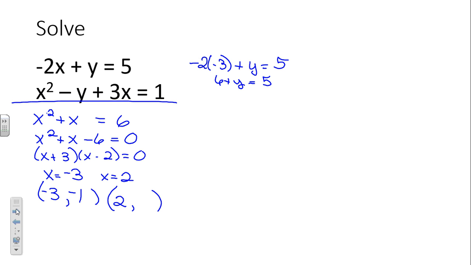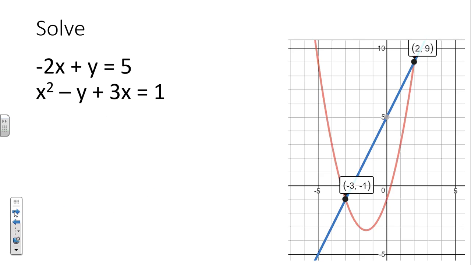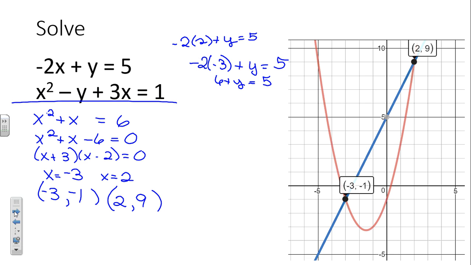Now we have to find the other half of our other point. So when we plug in 2, we'll have negative 2 times 2 plus y equals 5. Negative 2 times 2 is, when we bring it to the other side, it will become 9. So when x was 2, y is 9. So that is what that looks like.